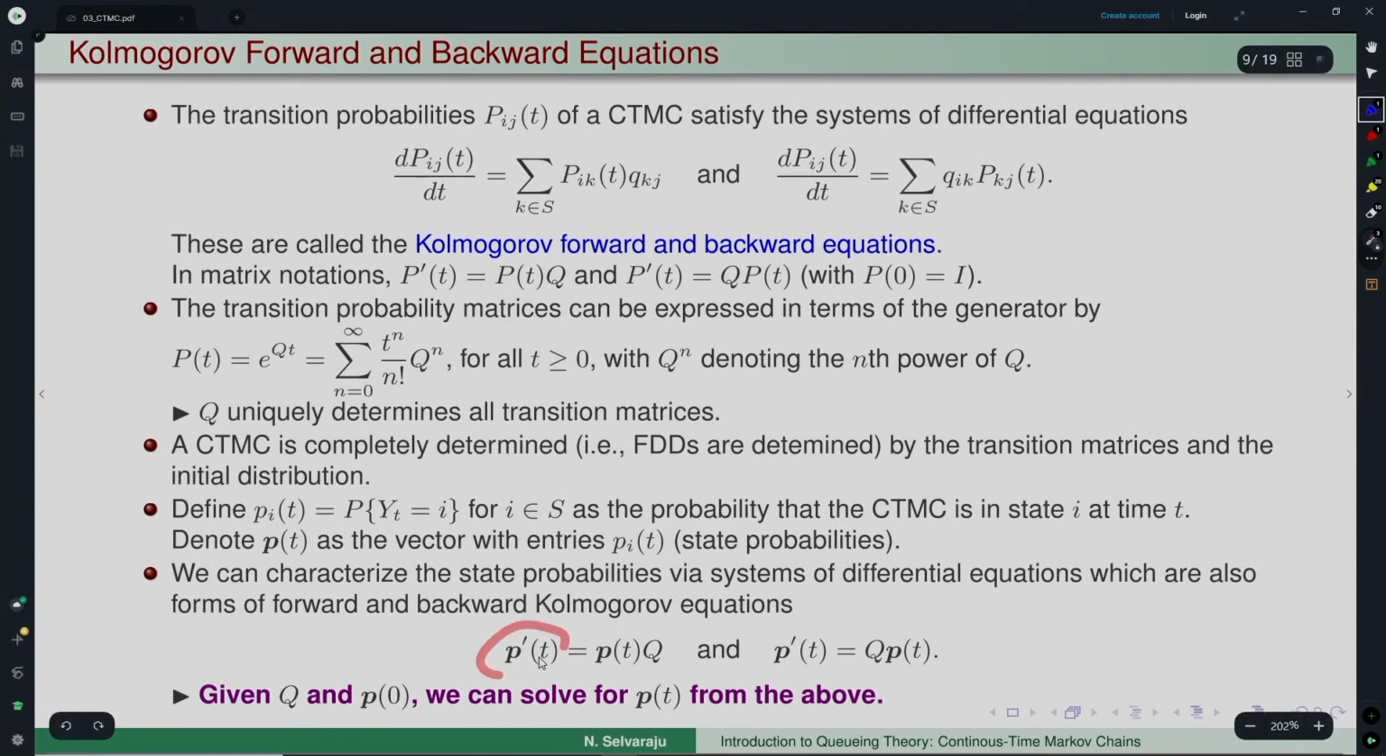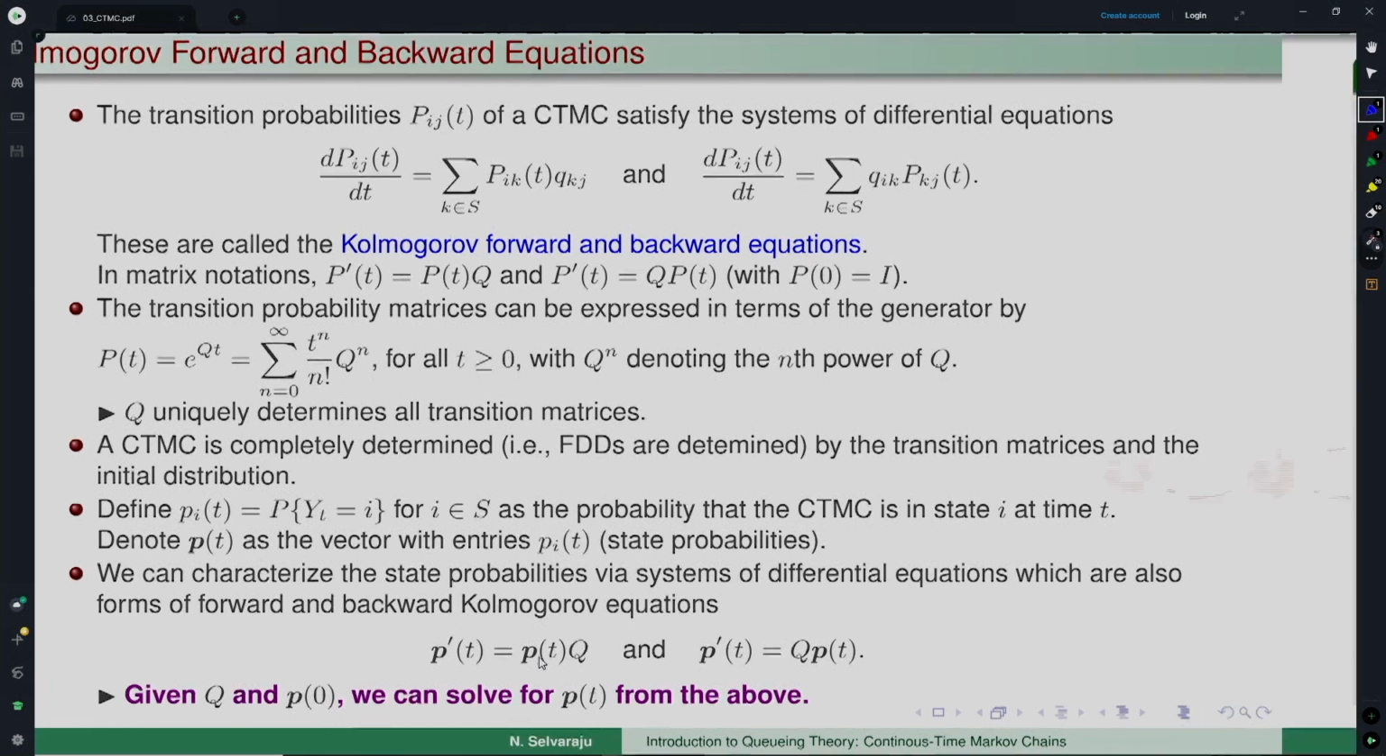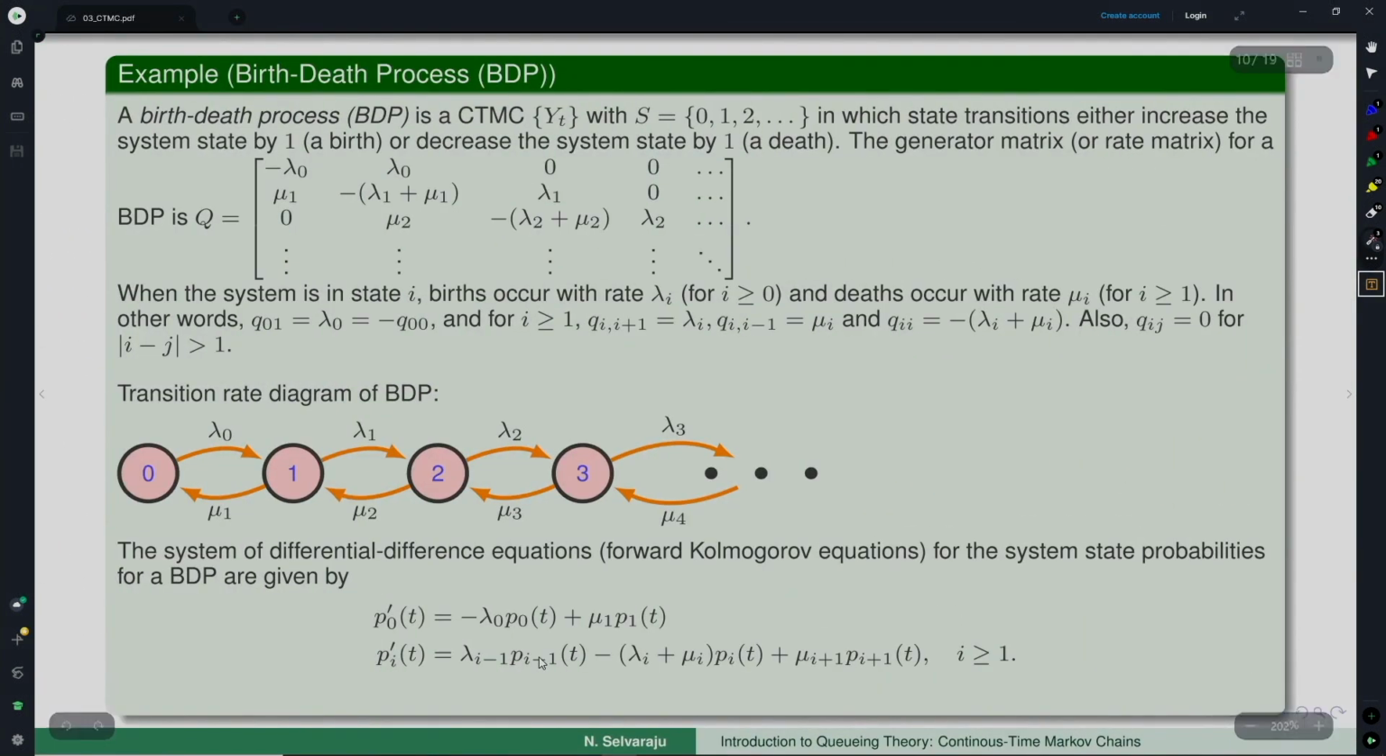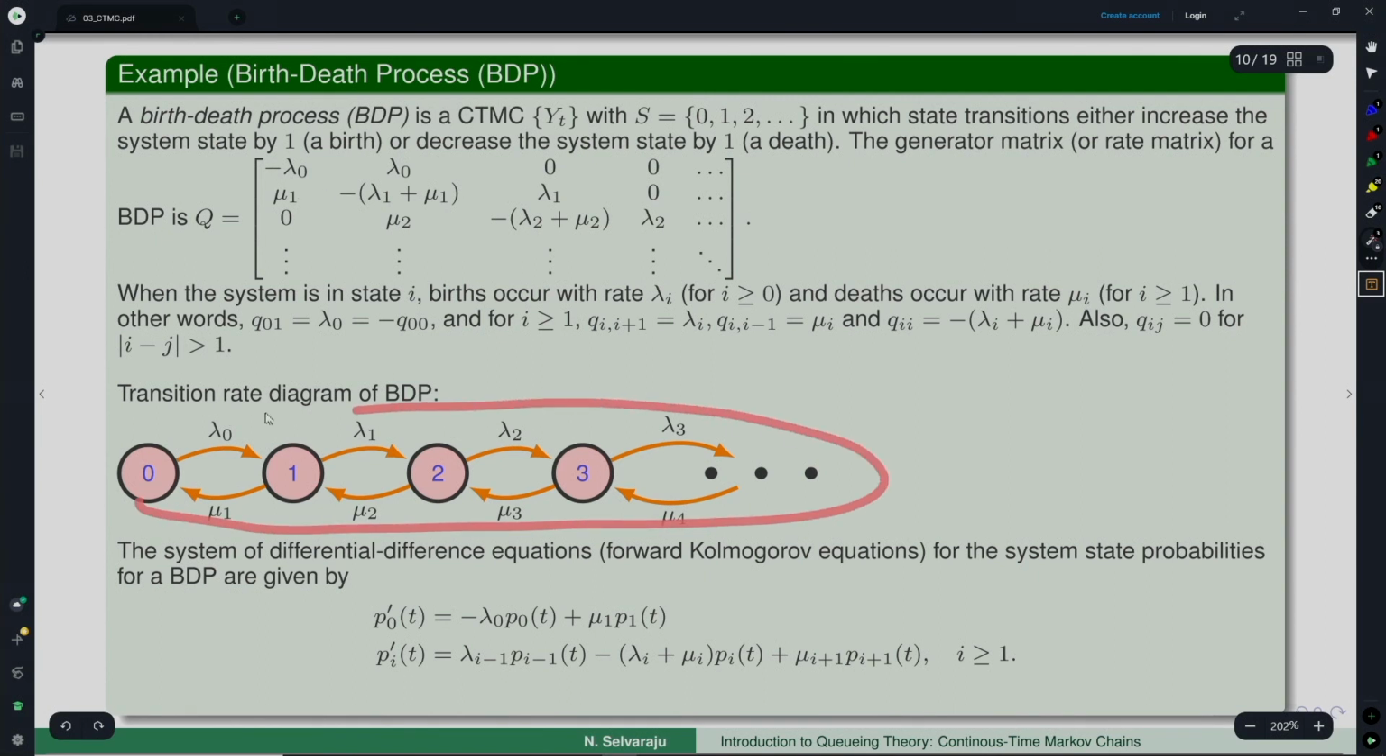Then we got it for all time t: what is the probability that you are finding the system at a particular time t? That is what we would want to do. In this particular case, because of the special structure, the transition rate diagram would be as given here, where 0, 1, 2, 3 are all the system states.